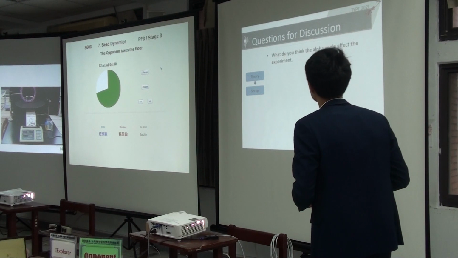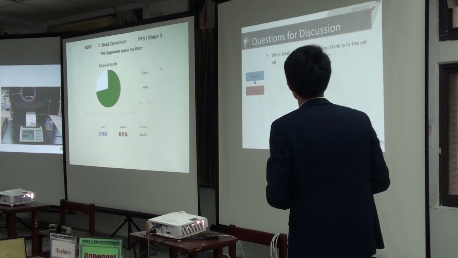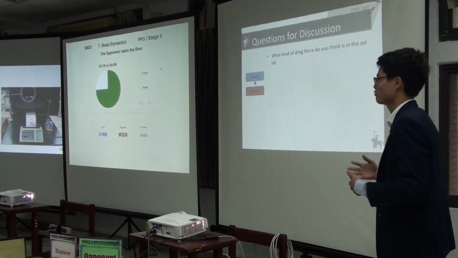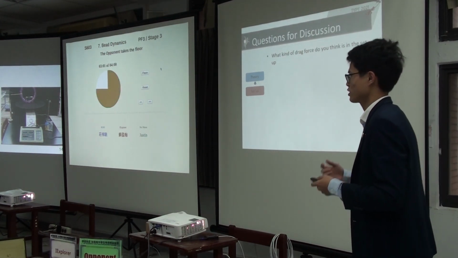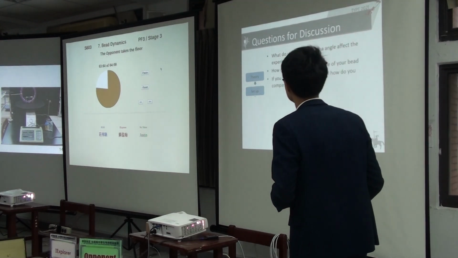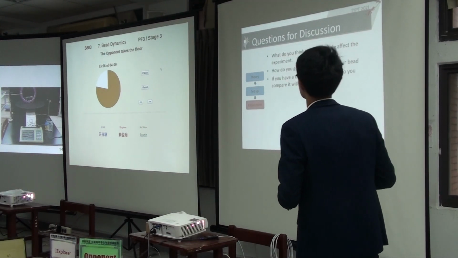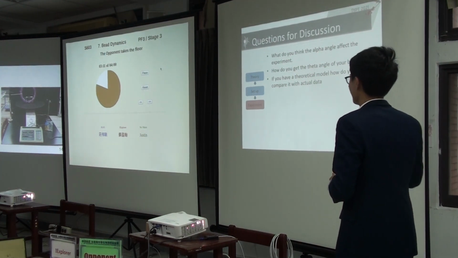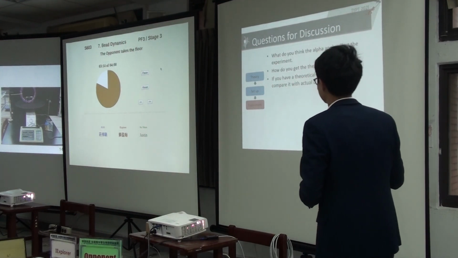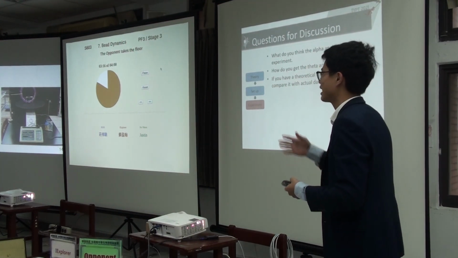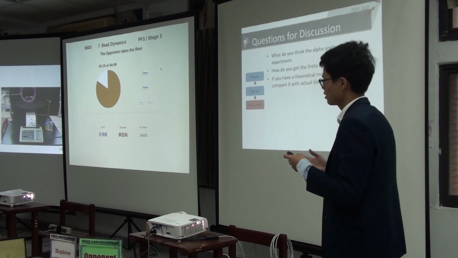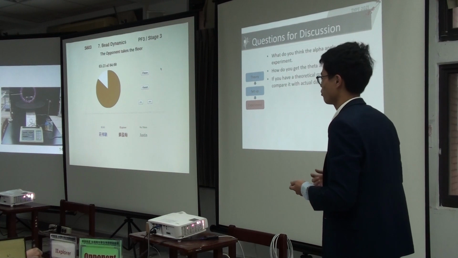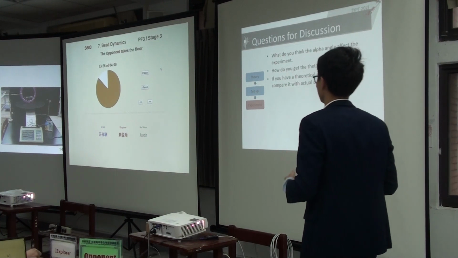And regarding the setup, what kind of drag force do you think there is in the setup? Like I said, if you consider a drag force, what kind of drag force does the reporter think we should include? And regarding the experiment, what do you think the alpha angle, which is your tilt angle, I mean by alpha, sorry, affects your experiment? And how do you get the theta angle of your bead? Since we want to know that stable point, how can the reporter calculate that theta, or even calculate the h of his report, since there's a camera angle error?